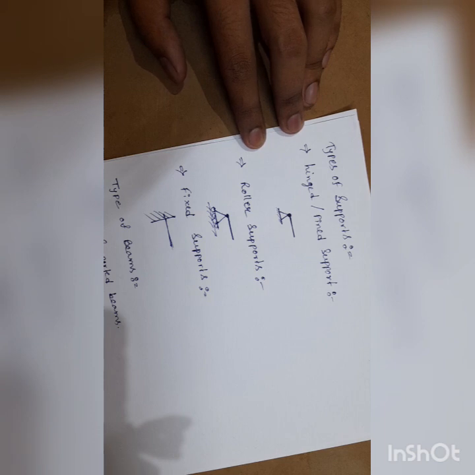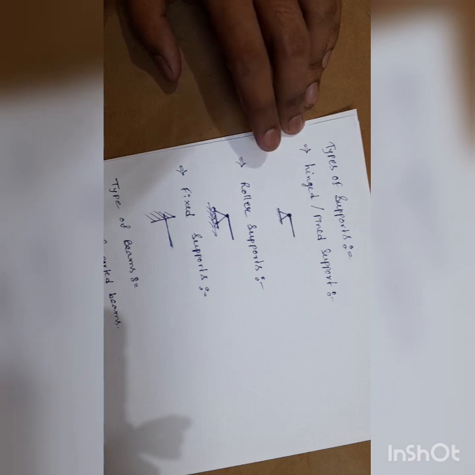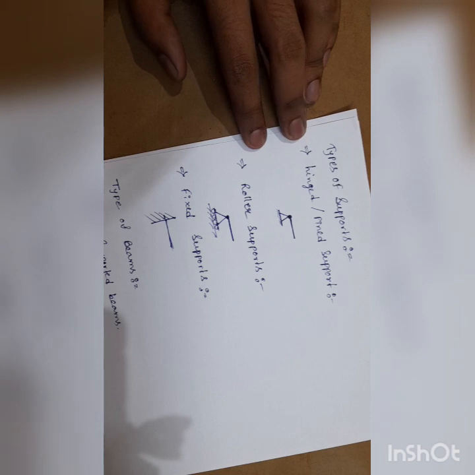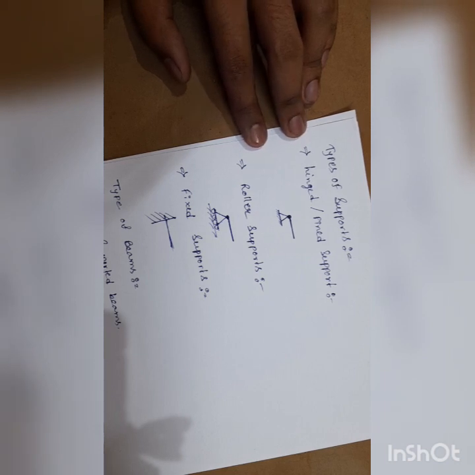You have taken a beam. Think that there are two supports. You have externally loaded the beam. So for that load, the support wants to resist the load. As a result, the support will also give some force in the opposite direction of the load. So this force is known as reaction of the supports. Now we will come to it later.